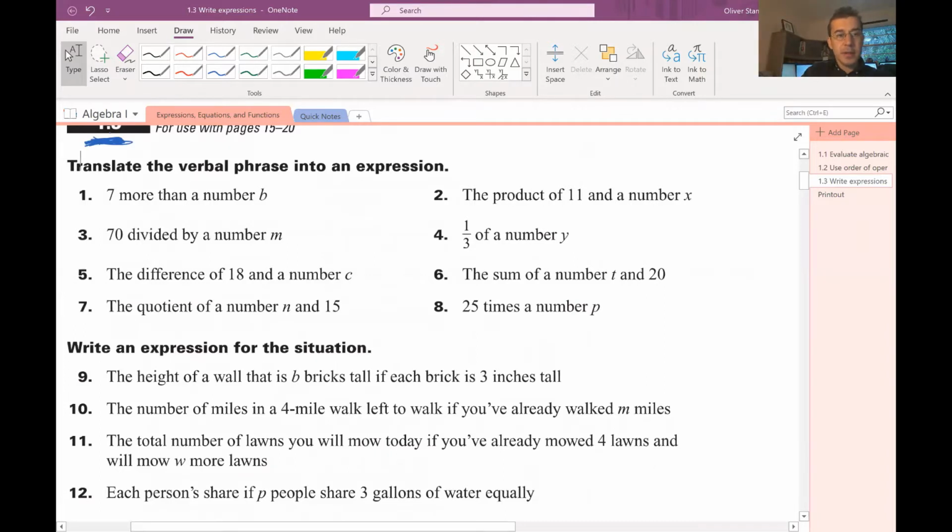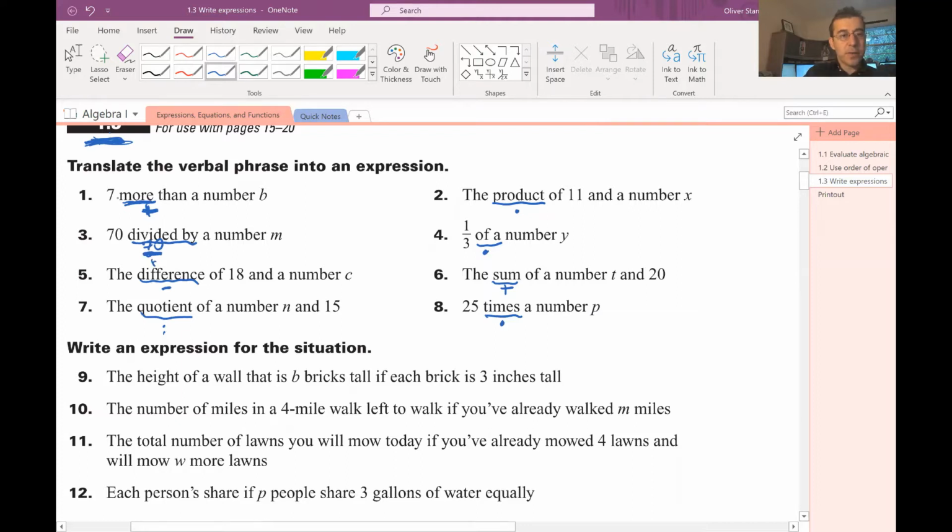Let's look at first at these expressions. So when you see something like more, that means that it's going to be an addition. And when you see a product, that usually means multiplication. Of means multiplication. Sum means plus. Times means multiplication. Quotient means division. Difference means subtraction. Divided by means division, right? Division where the number before divided by is in the numerator, and then by a number x, and then x would be here.